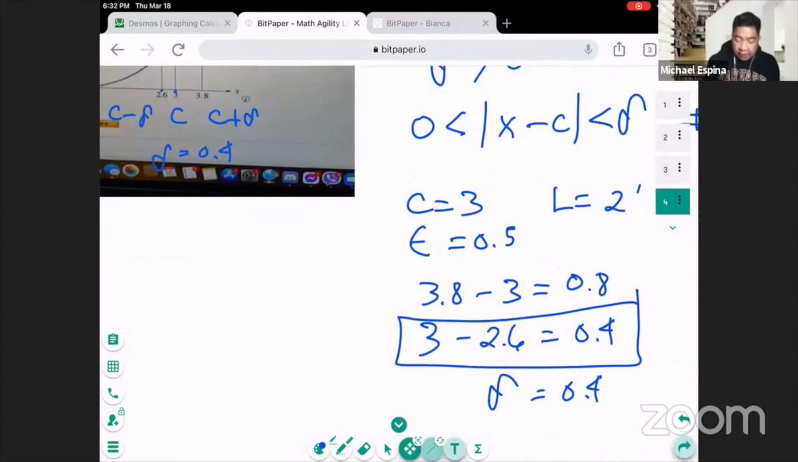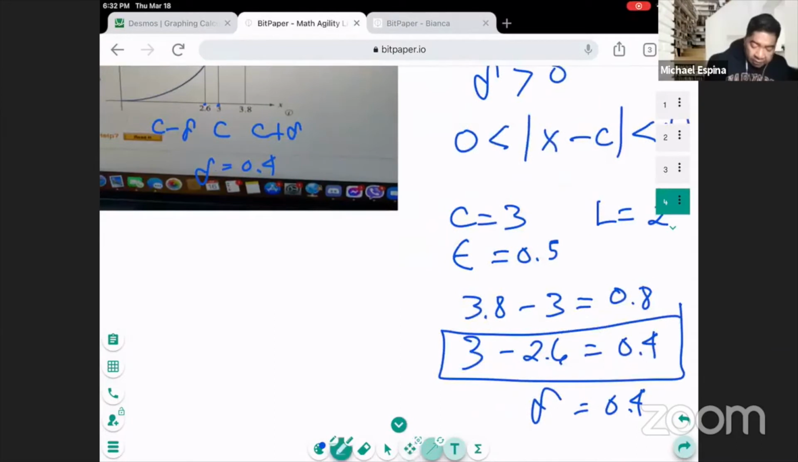So we just need to find, from our value C, which is 3, which value from both sides, C plus delta, which is the upper boundary of C, and C minus delta, is the nearest to C. Then that will be the value of 0.4, which is this one, right? Which we find out when we subtract 3 minus 2.6.